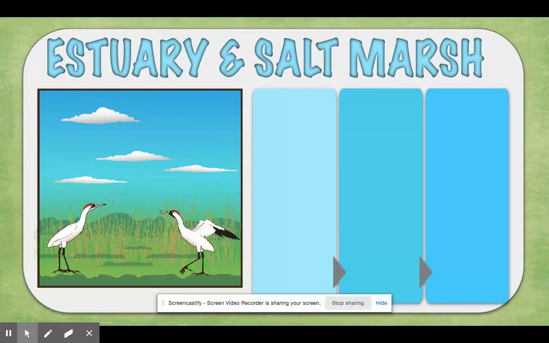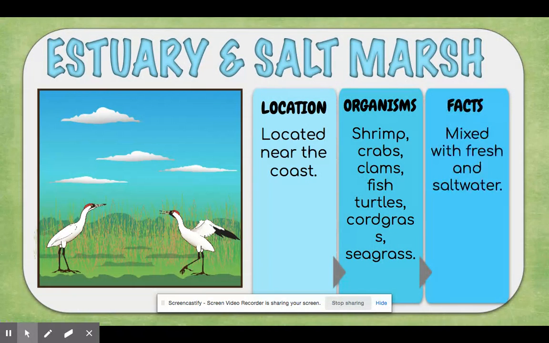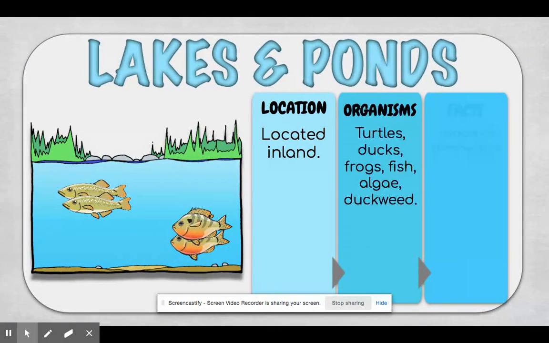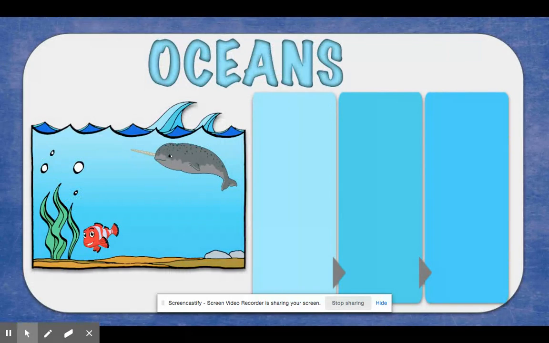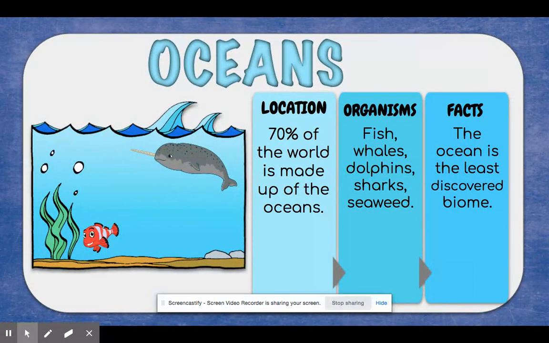Estuaries and marshes, we're going to cover this next week. Lakes and ponds, same thing, covering it next week. Oceans, covering that next week.